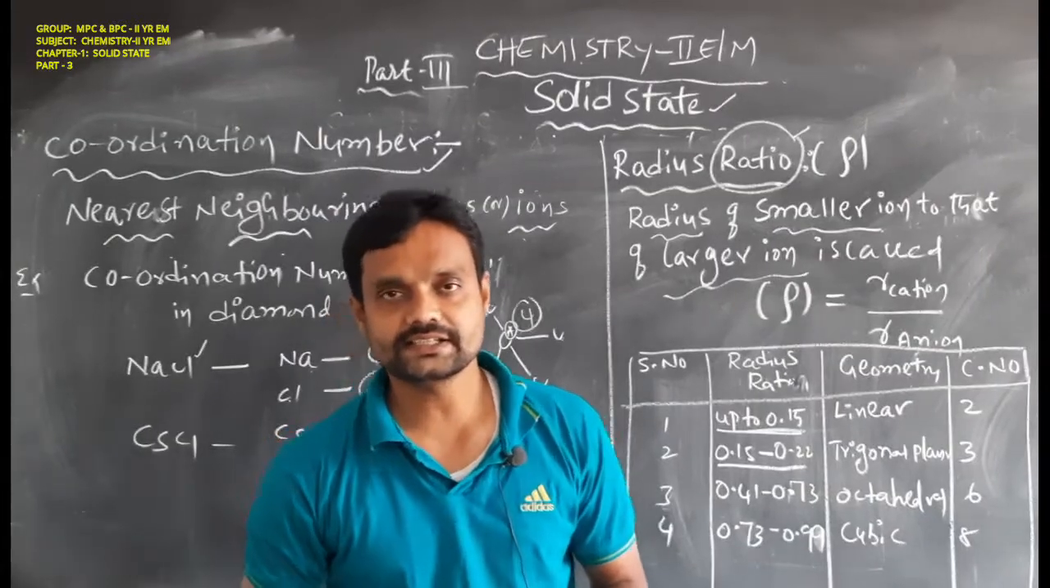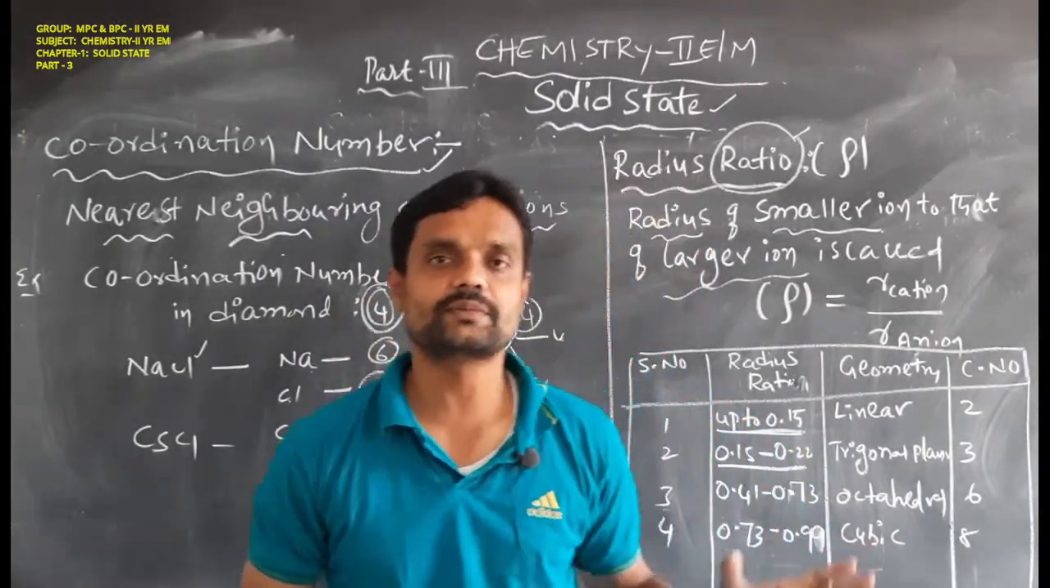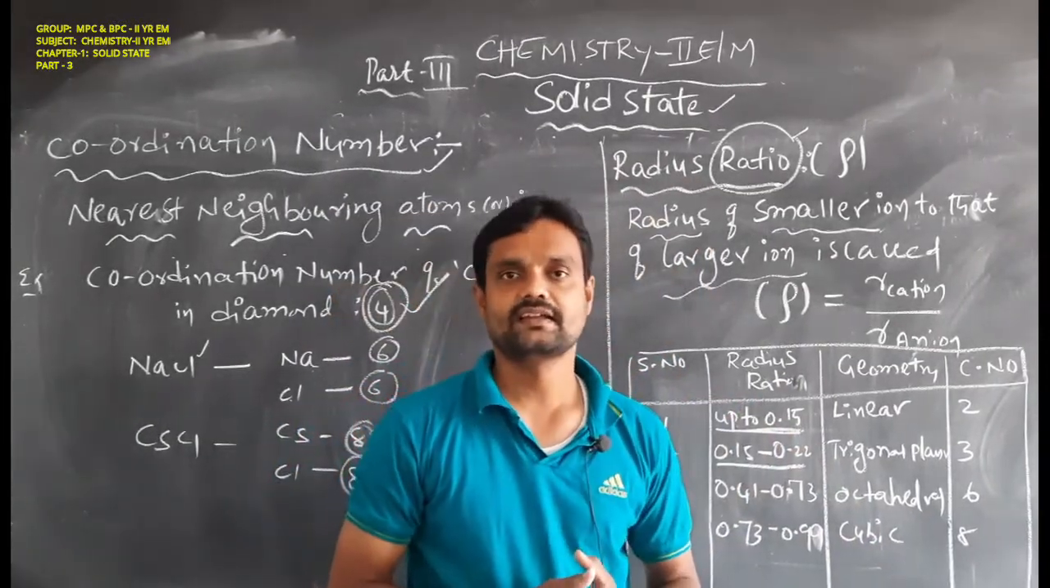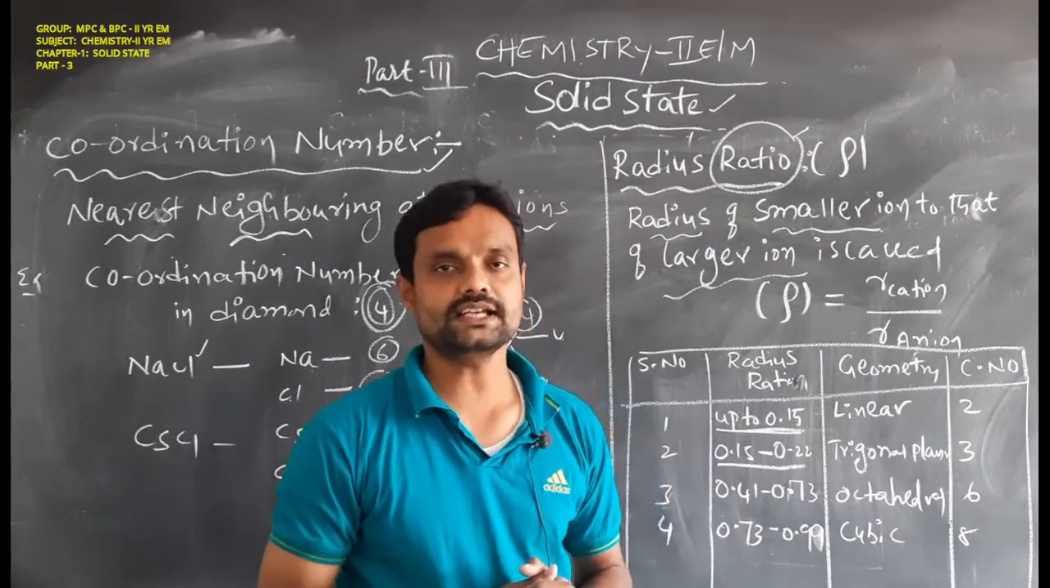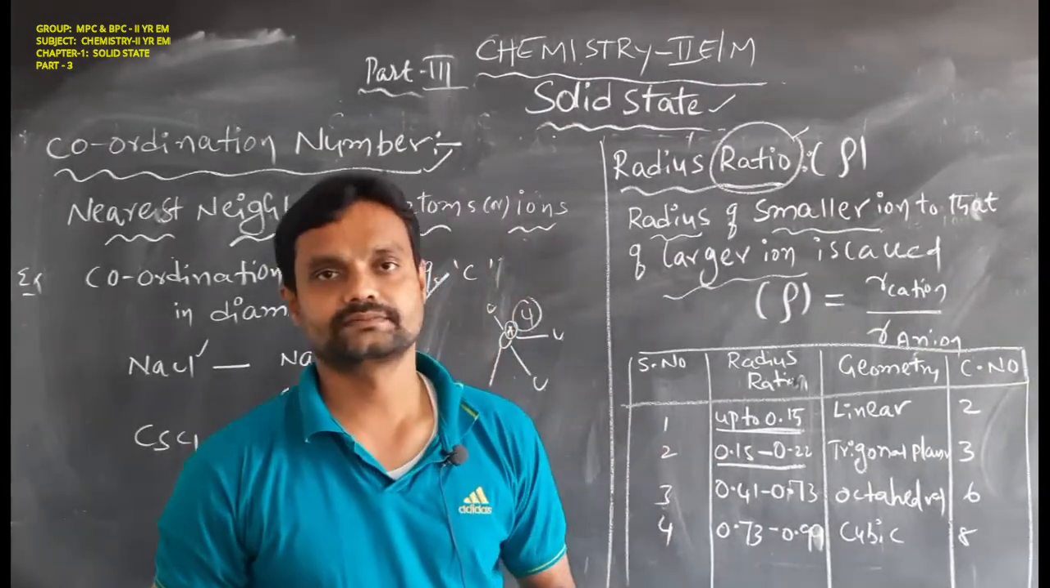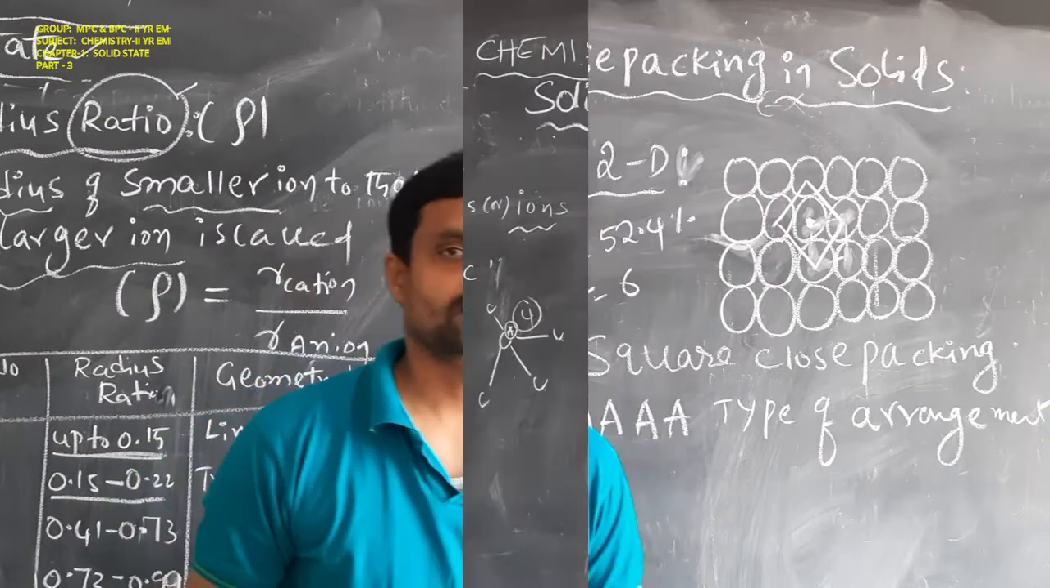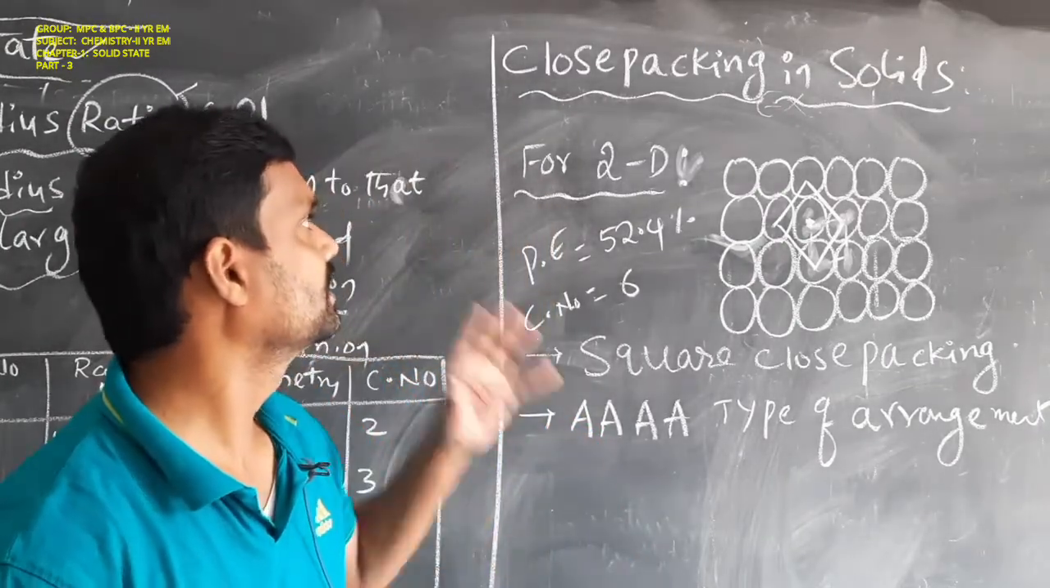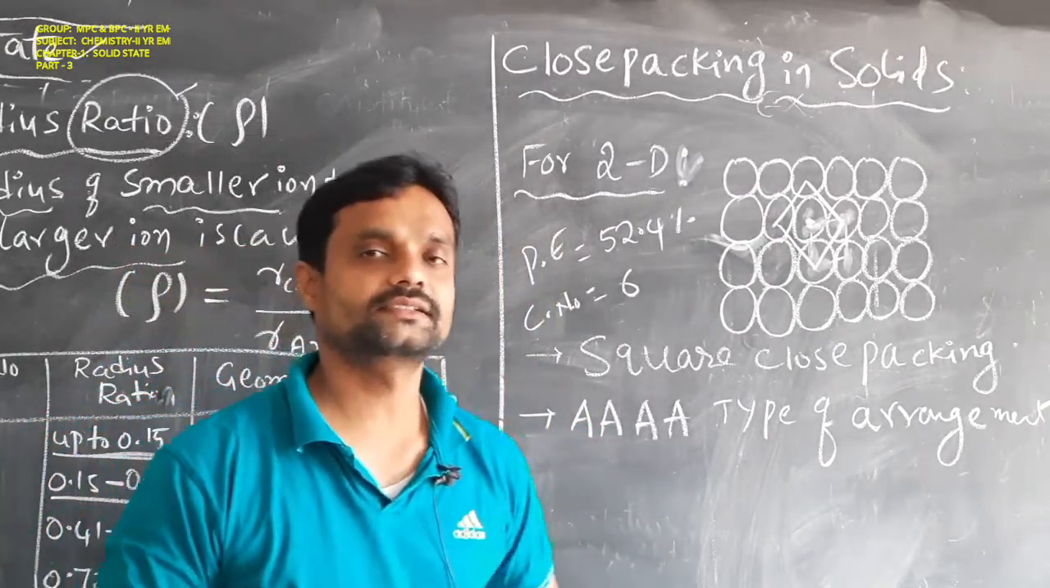So this is the use of the radius ratio. By using the radius ratio, we can predict the geometry and coordination number of the solid material. Then we move to close packing in solids.